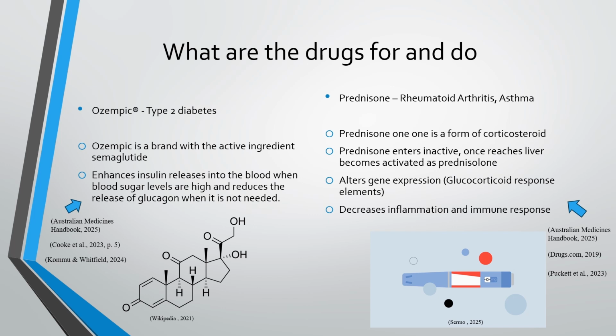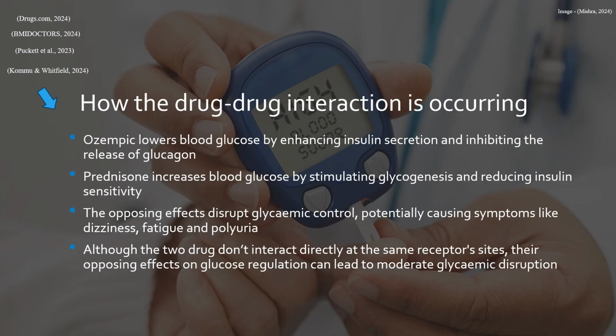Prednisone helps manage asthma by reducing airway inflammation, allowing easier airflow to the lungs. In the case of rheumatoid arthritis, prednisone aids in controlling the immune system's irregular activity that leads to attacks on the joints. Although the drugs do not directly interact at the same receptor sites, they affect contrasting metabolic pathways involved in glucose regulation.